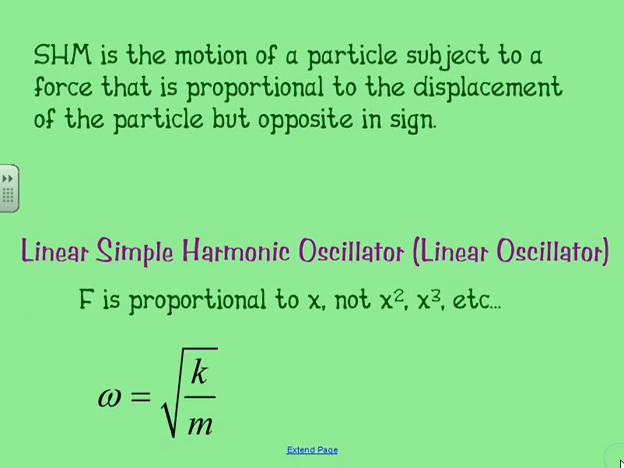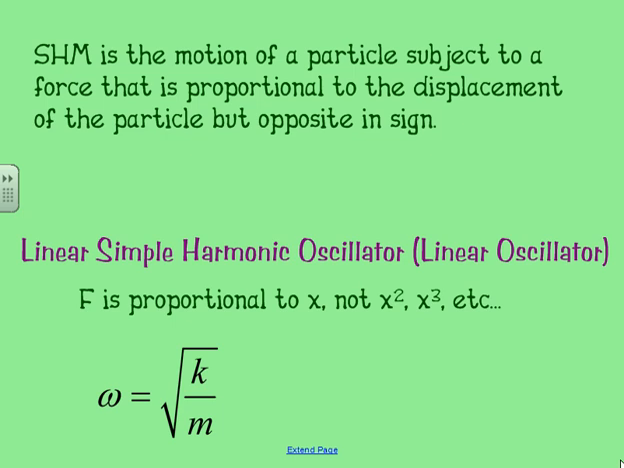The technical definition of simple harmonic motion is that it is the motion of a particle that is subject to a force, and the force is proportional to the displacement of the particle but opposite in sign. If it's a linear simple harmonic oscillator, then the force is proportional only to x, not to x squared or x cubed. Most of what we deal with are examples of linear simple harmonic oscillators.